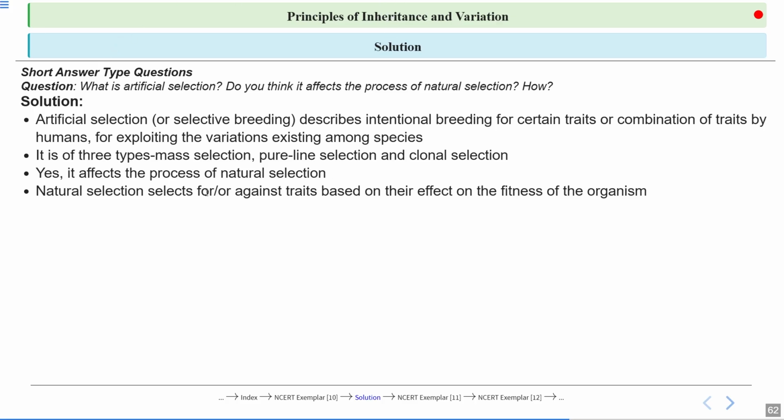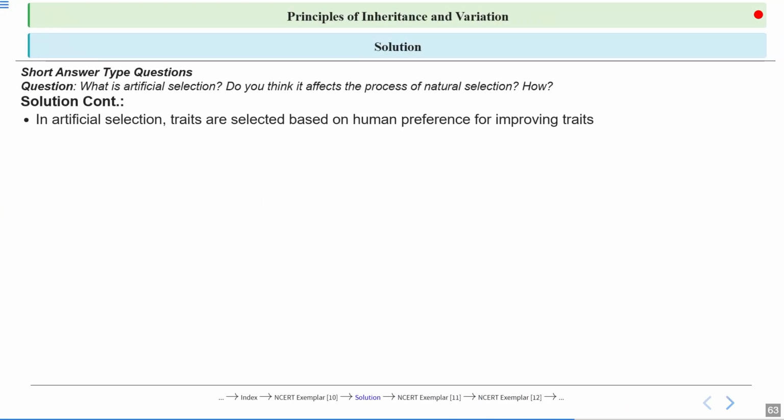Natural selection selects for or even against the traits based on their effect on the fitness of the organism. But in artificial selection, you want the traits that are beneficial. Natural selection can select for or against the traits. Artificial selection traits are selected based on human preferences for improving the trait. Clear? So in artificial selection, parents are selected in such a way that the hybrid that you get can be used for human benefits as well.